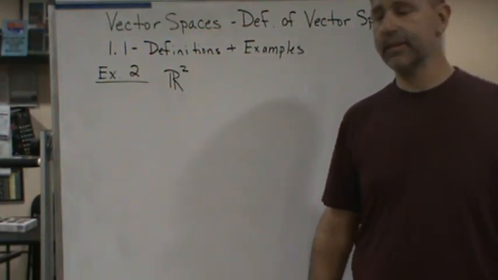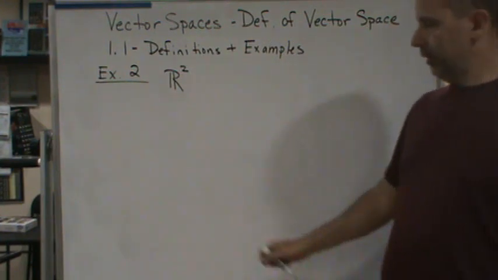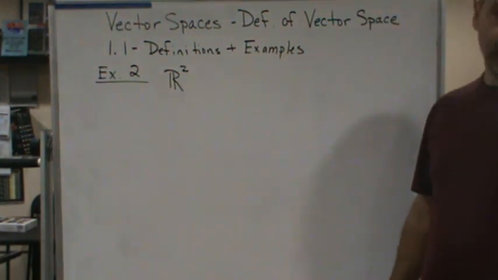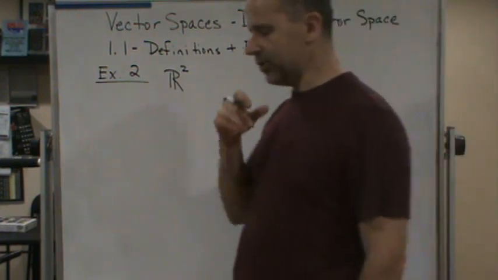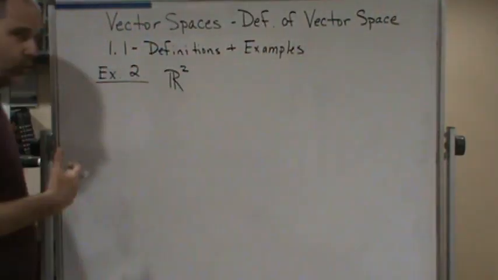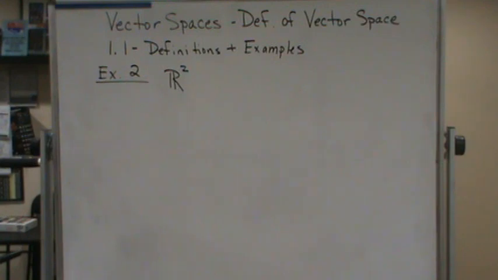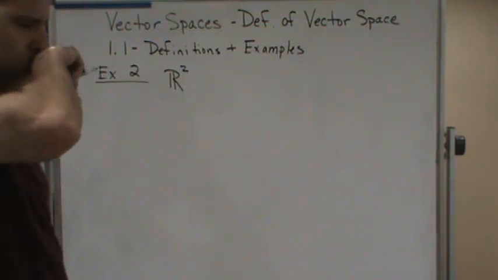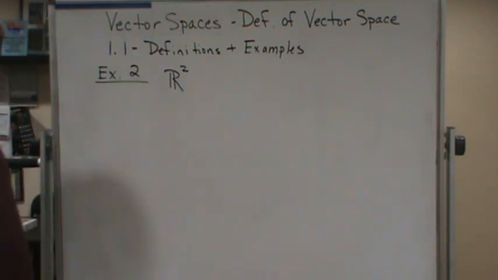Let's look at this example here. The real plane, R2, is also a vector space. Now we're not going to check all of them, but under the usual meaning of addition and scalar multiplication, we can show by going through those 10 conditions that it is indeed a vector space.